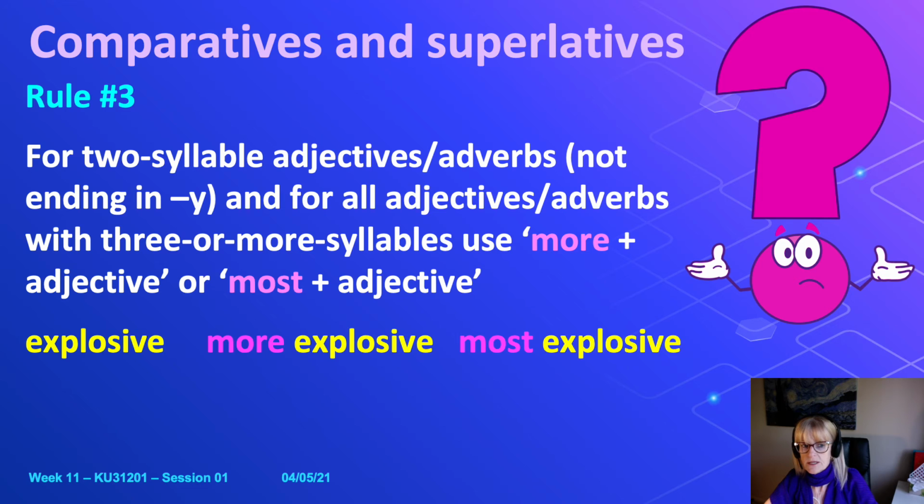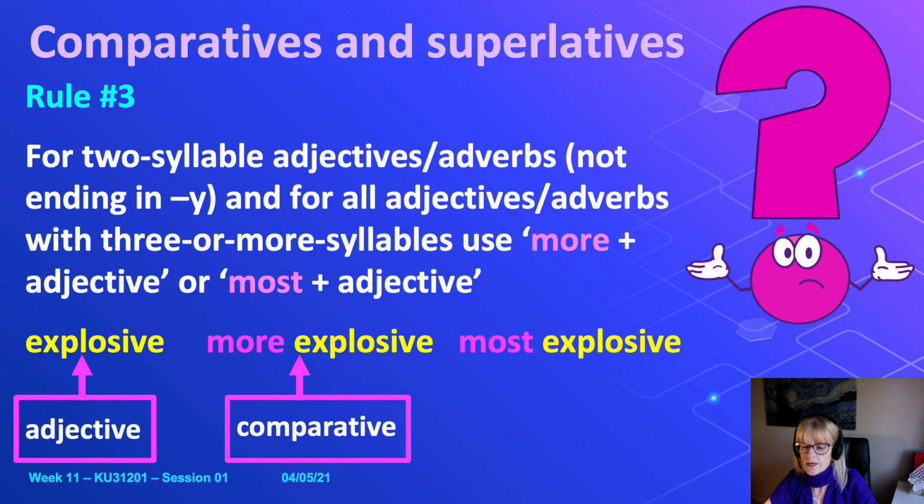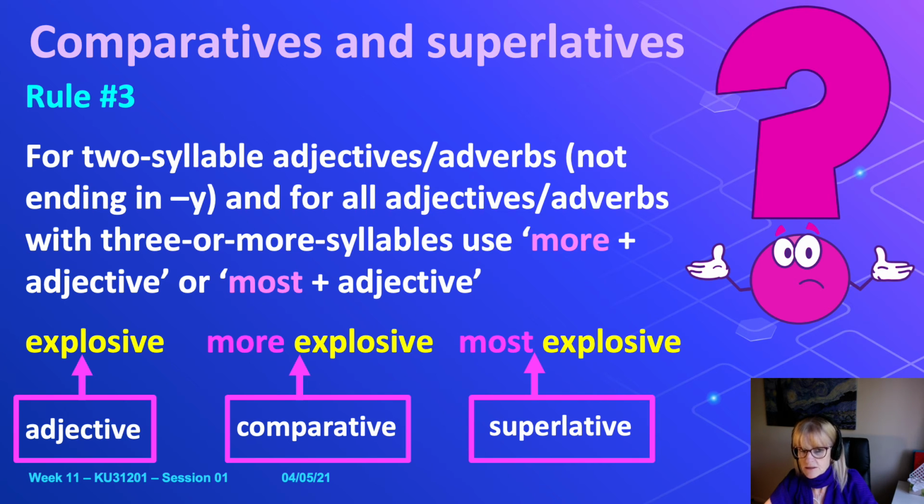So our example here is, our adjective is explosive. So that's three syllables, so we need to use the third rule. So I can't say explosiver, because that's not how we do it in English. I need to say more explosive for the comparative and most explosive for the superlative. So we can't say explosivest, because that's not correct. We need to say most explosive, because explosive has three syllables.